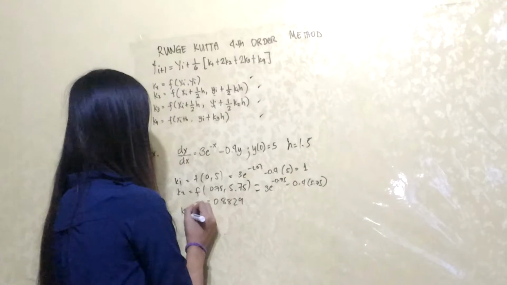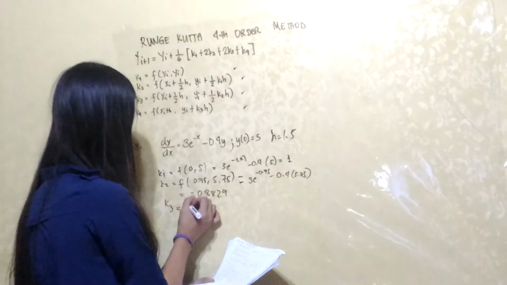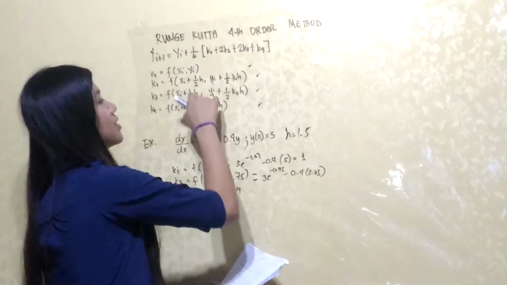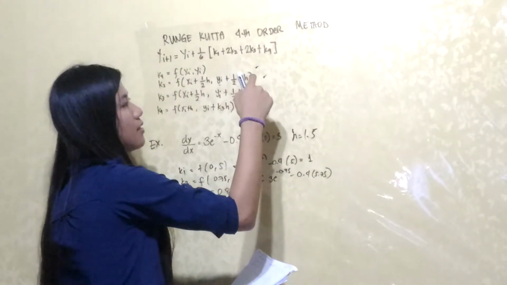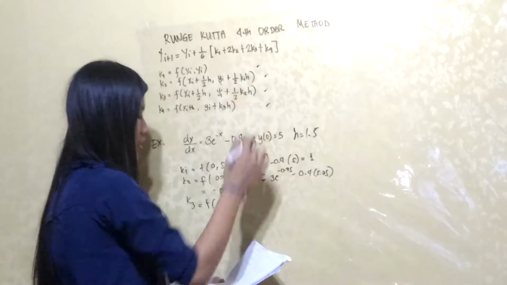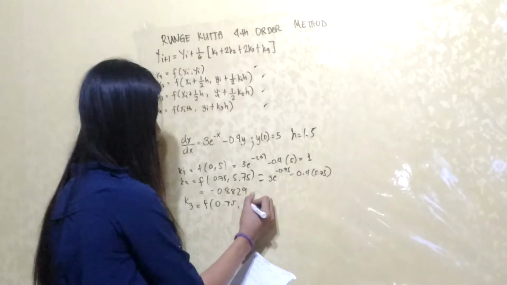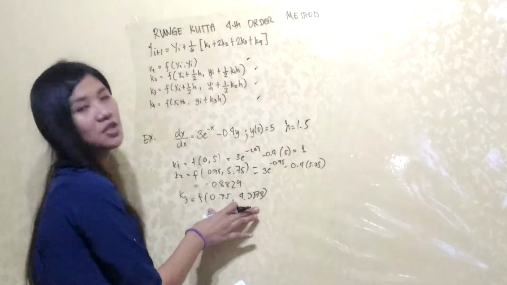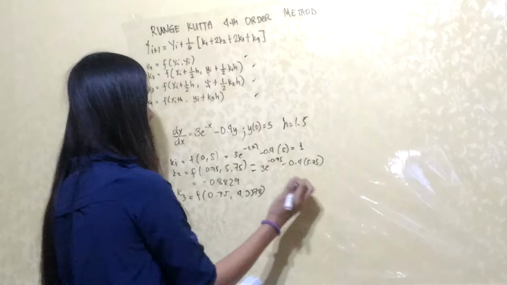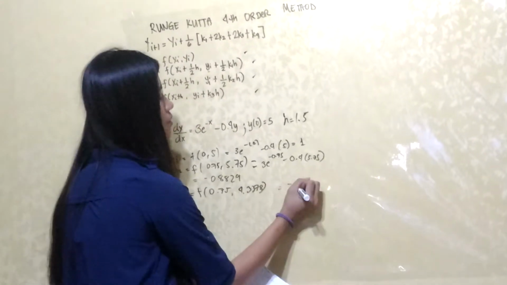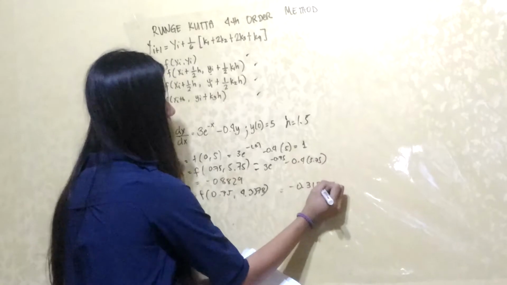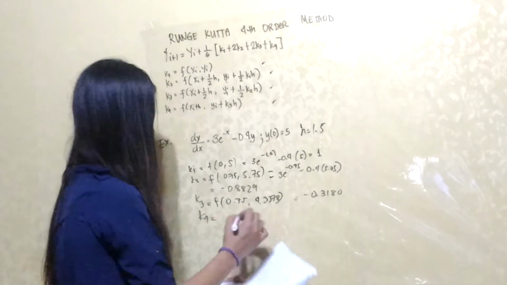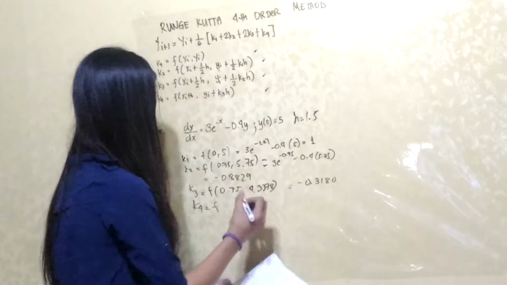For k3, we have the function for finding x, the x would be 0.75, same as this one. For the y, the only difference is the k1 and k2 inputted here. So for the y, that would be 4.3378. And then substituting this value of x and y into our equation would result in negative 0.3180.